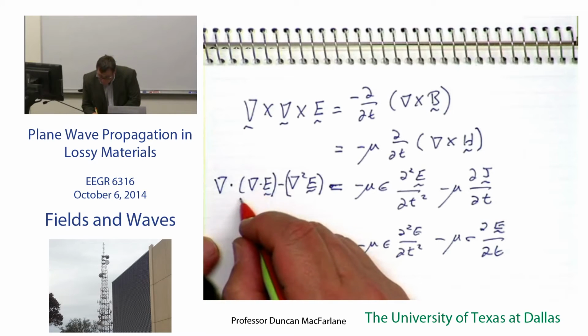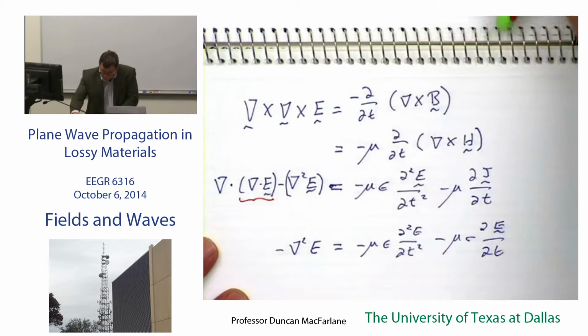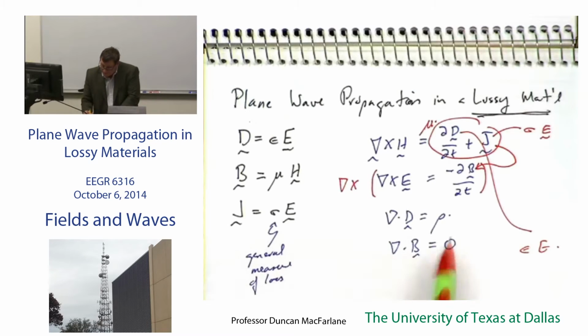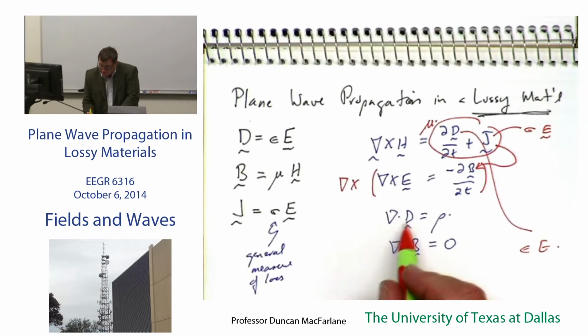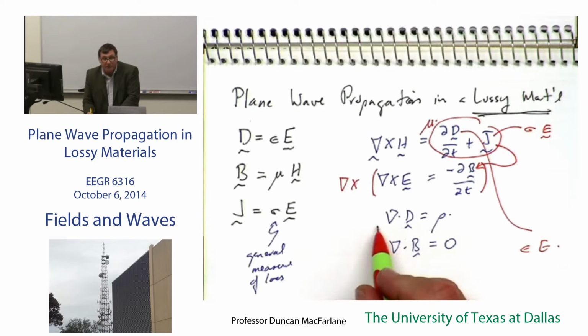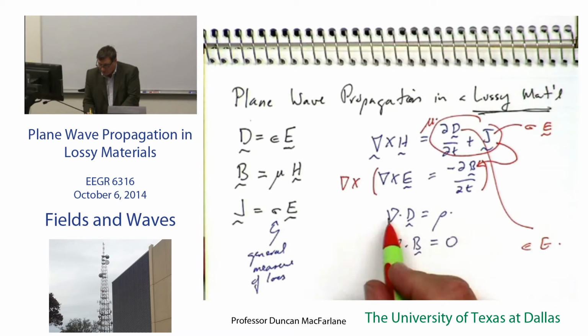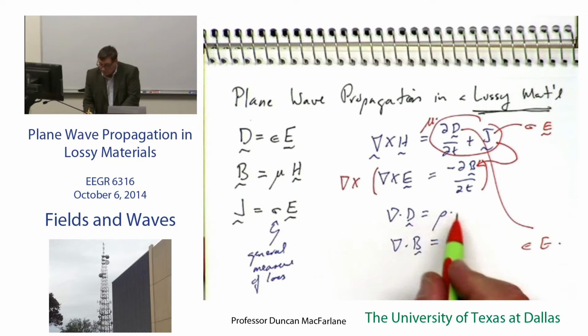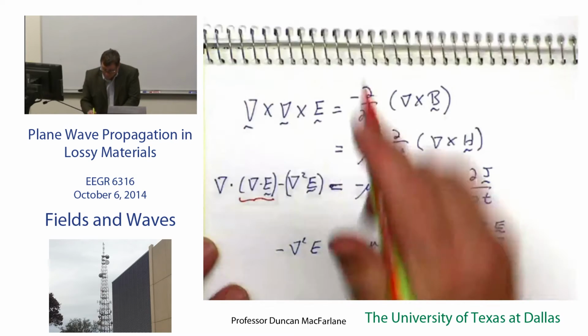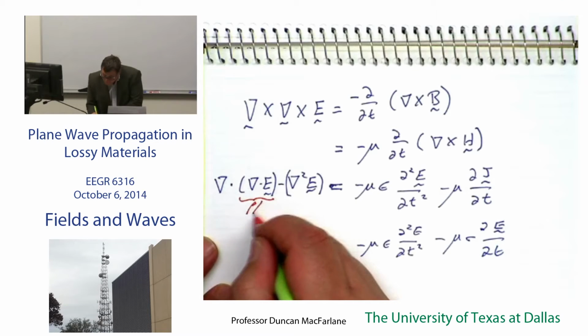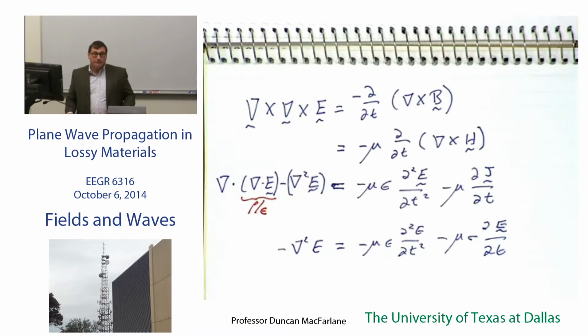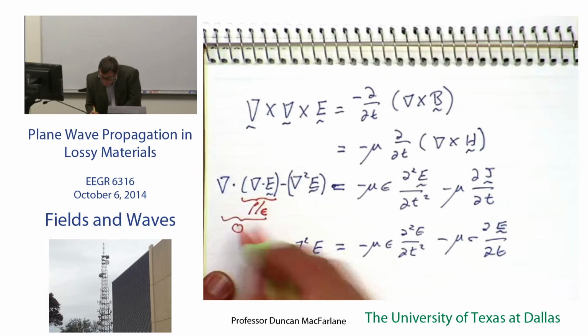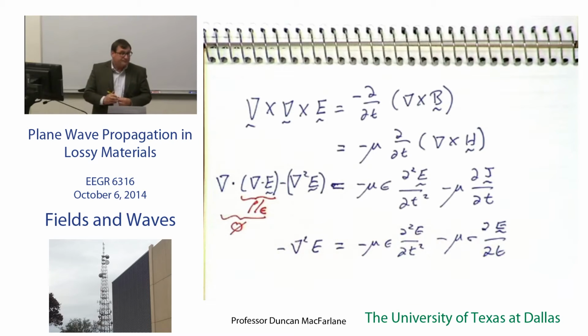This term here, if I take a look at this guy, is an epsilon E. Pull the epsilon through, divide by that epsilon, and I have the divergence of E is equal to rho upon epsilon. And now if I have a constant charge distribution or a zero charge distribution, that term goes to zero. Okay?